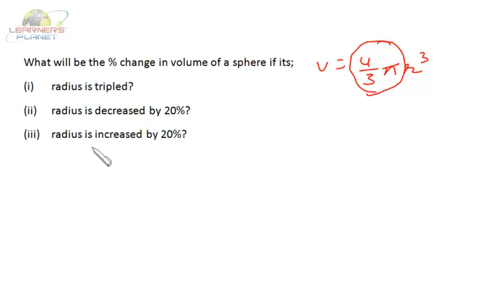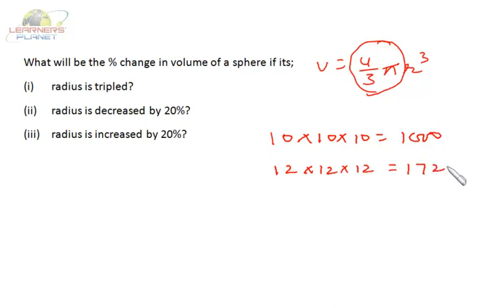Now let's see. If radius is increased by 20%, now 10 into 10 into 10 is 1000. Now radius is increased by 20%, that is 12 into 12 into 12, that is 1728. Now what is increased? That is 728. This increment is on 1000. So on 100 the increase will be 72.8, and that to be in percentage. Okay, so if radius is increased by 20%, the volume of the sphere will be increased by 72.8%.